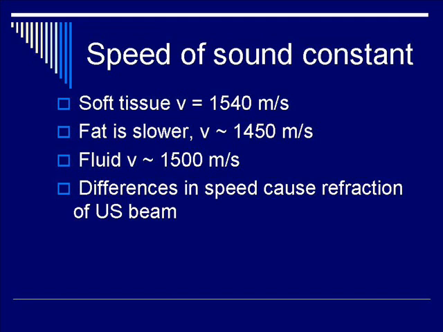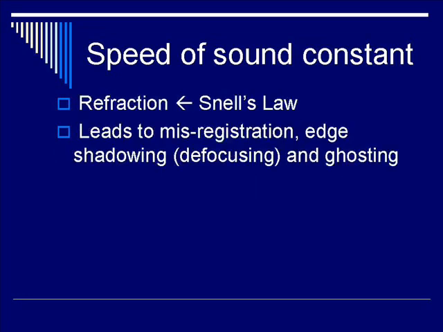Furthermore, with regards to this specific assumption of the constant sound speed, we will know that refraction is described by Snell's law, which we covered back in the earlier lectures. And specifically, refraction leads to three groups of errors, or artifacts. The first one is misregistration. The second one is edge shadowing, otherwise known as defocusing of the ultrasound beam. And lastly, refraction can cause ghosting, which is the doubling of the image.